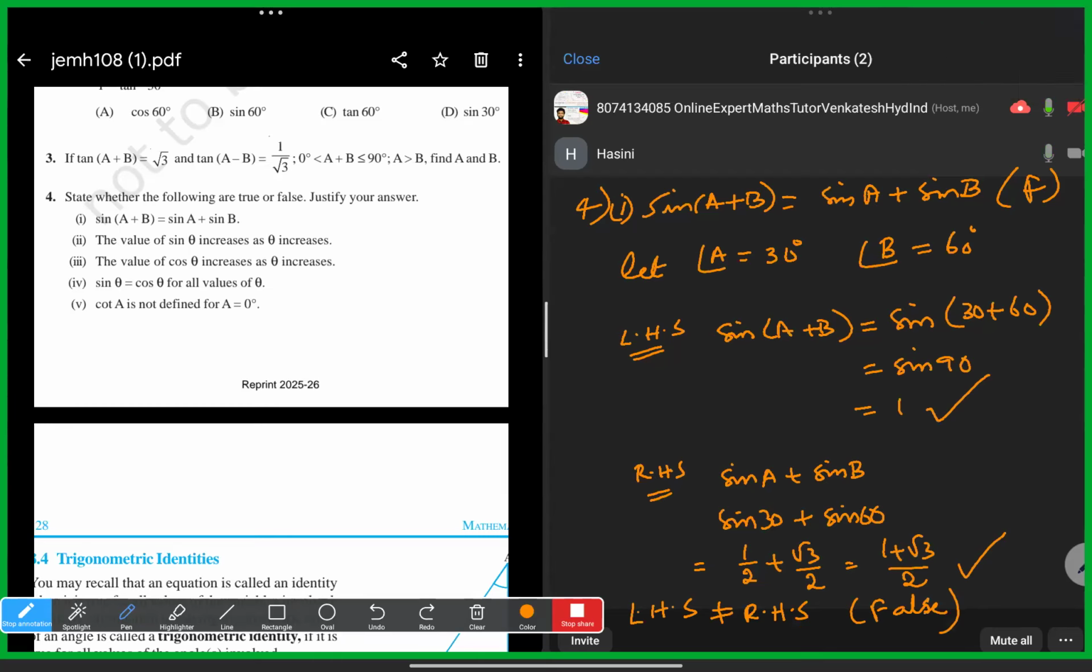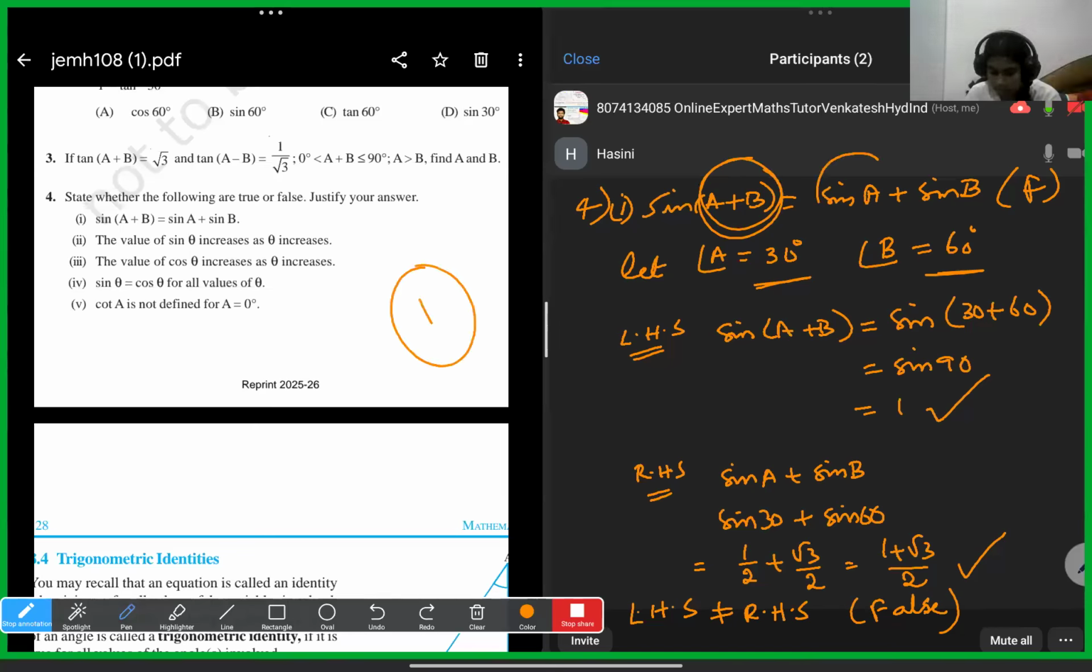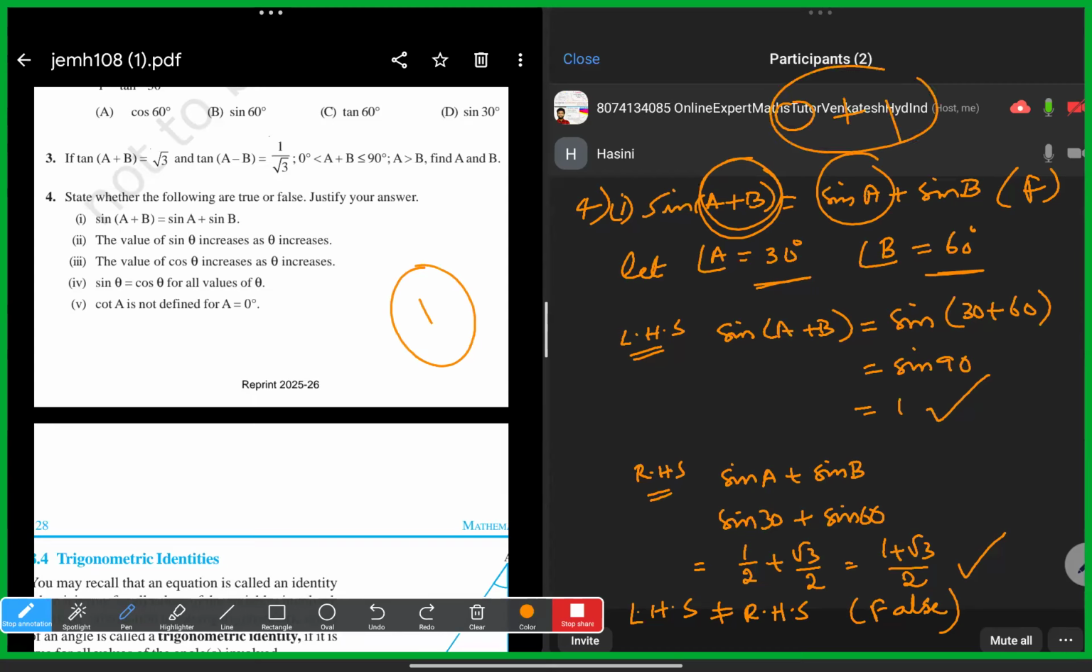Don't forget, Hasni, here if you select the angles as 0 and 90, you will get true. LHS and RHS are equal. Why? Because when you add 0 plus 90, sin 90, you will get 1, no? Yes, sir. And if A is 0 and B is 90, sin 0 means 0, and sin 90 is 1, so 0 plus 1, that is 1. LHS we got 1 and RHS also 1, if you select A as 0 degrees and B as 90.